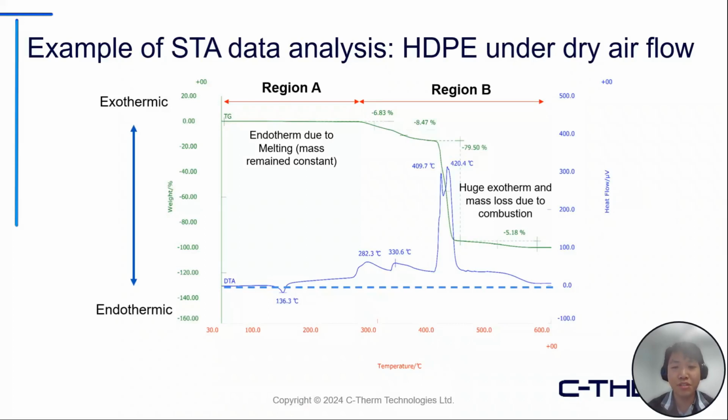However, in the region B, you can see quite a drastic change in mass. There's a drastic mass decrease specifically. And you can see lots of exothermic spikes. And from that, we can deduce that it underwent some sort of thermal decomposition, whether combustion or thermal degradation in the temperature range.